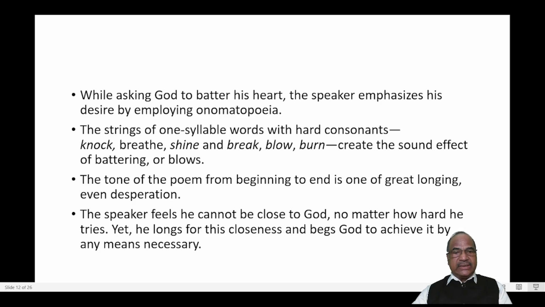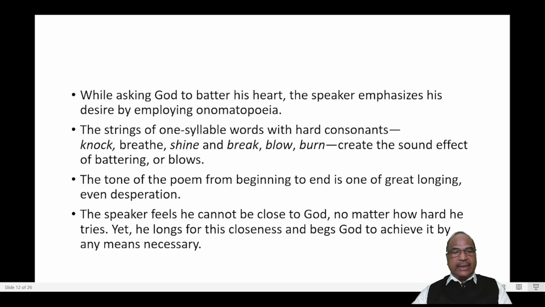The tone of the poem from beginning to end is one of great longing, even desperation. The speaker feels he cannot be close to God, no matter how hard he tries. Yet he longs for this closeness and begs God to achieve it by any means necessary. So the speaker again pursues the affinity from God, and he is now away from God. He is in the clutches of Satan. God has to emancipate him from the clutches of Satan and take him to God's mighty position.